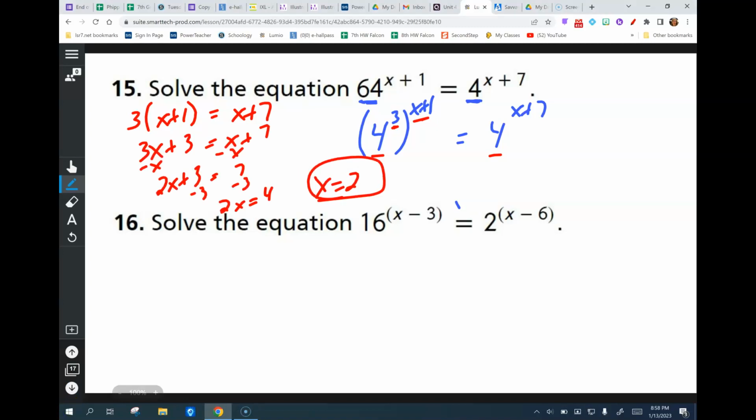So I ran out of space, but look, my answer, x. That little circle wanted to move. Now I'm going to make it another thing. So our answer is x is equal to 2. Good. Hopefully you got that.